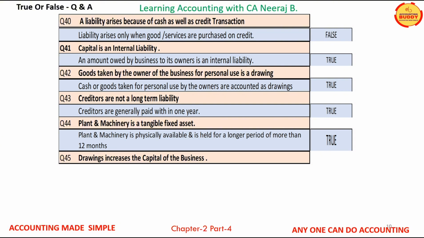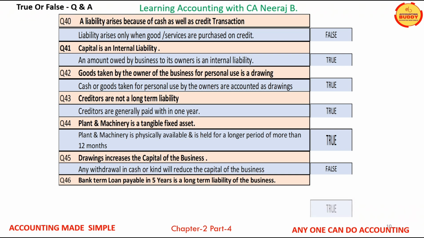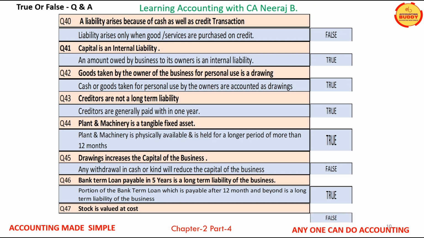12 months. Question number 45. Drawings increase the capital of the business. This is a false statement. Any withdrawal in cash or kind will reduce the capital of the business. Question number 46. A bank term loan payable in 5 years is a long-term liability of the business. True. The portion of the bank term loan which is payable after 12 months and beyond is a long-term liability of the business. Question 47. Stock is valued at cost. This is a false statement. Stock is valued at cost or net realizable value, whichever is less.